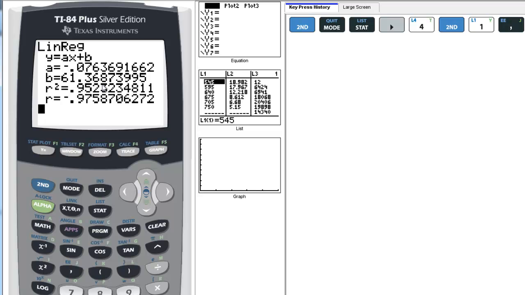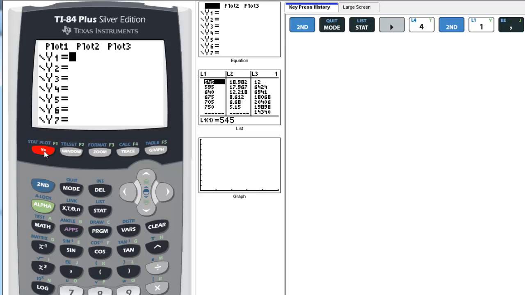So now that I have this result right here, what I want to do is save it. And I want to save it so that I can plot it, and I want to do that without retyping. And so to pull that off, I go to the y equals. This is the memory registers that are used for things which are graphed. And I want to stash my regression equation in y sub 1.